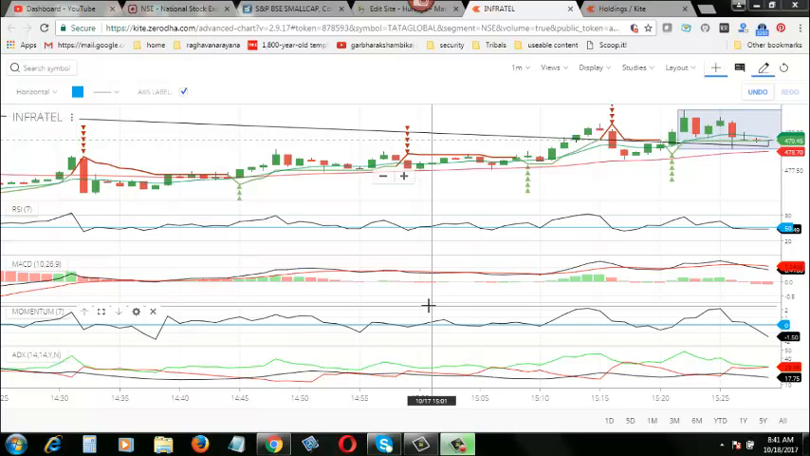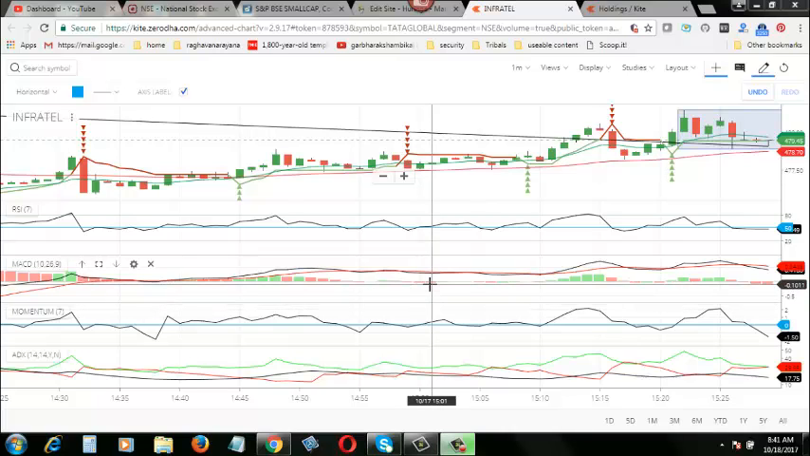So I'm using the 1 minute chart right now to check the volatility of the Infratel stock. Based on the volatility only, we can understand whether we can use it for day trading or not. If the volatility is good, then we can use it. If the volatility is not that much, then we cannot use it for day trading. And we check the volatility by looking at the momentum and the RSI.